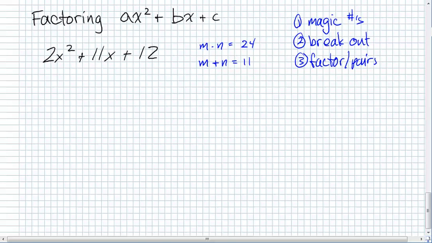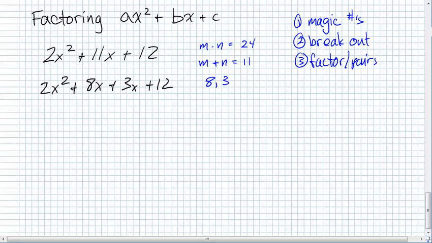And it's 8 and 3. Now we cannot do that shortcut where we just skip right to the answer. We have to break out that middle term. This is what it looks like. Okay, so now I've rewritten that middle term 11x as 8x plus 3x, my magic numbers. And now I can factor by pairs.